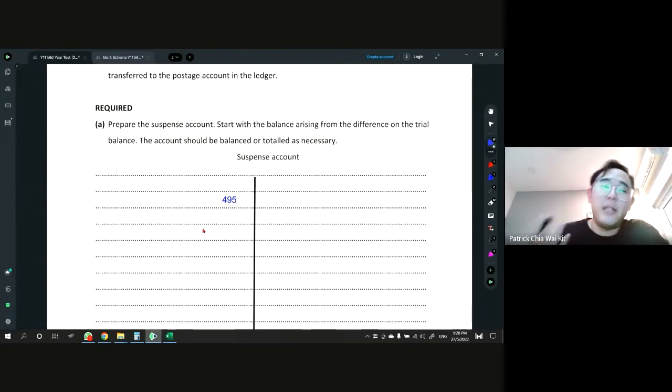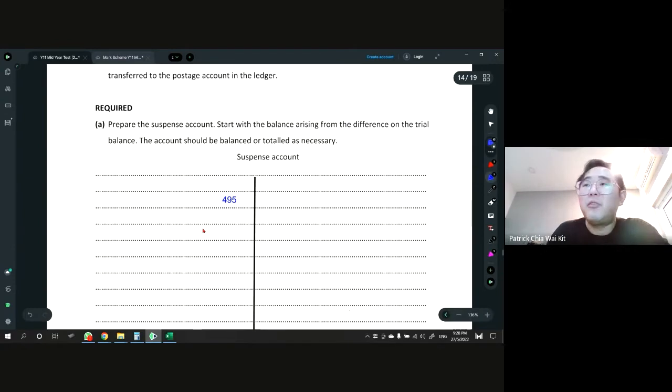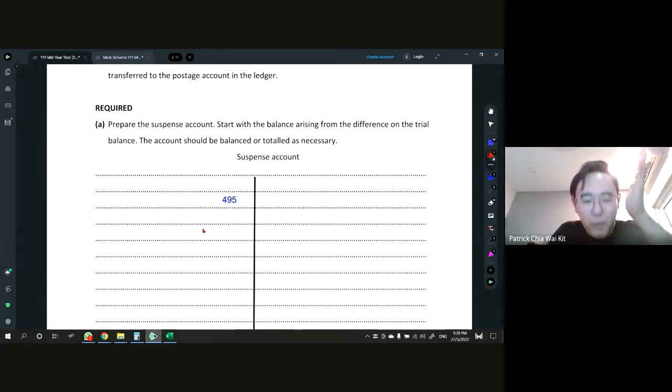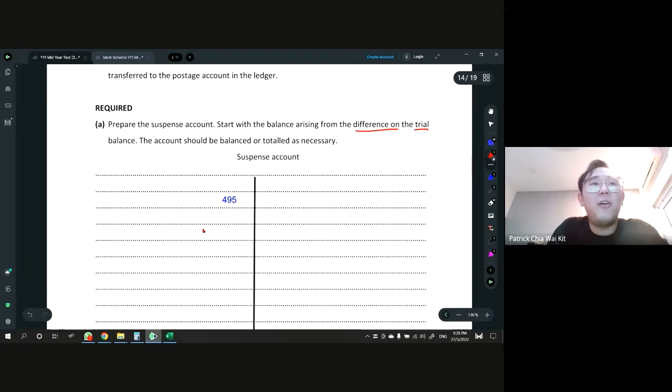And the details, sometimes you cannot remember. Just look at the required, they probably will tell you. So they say A. Prepare the suspense account. Start with a balance arising from the difference on trial balance. The wording is given here, so if you're not sure, go and read the question, maybe it's there. So, difference on trial balance.